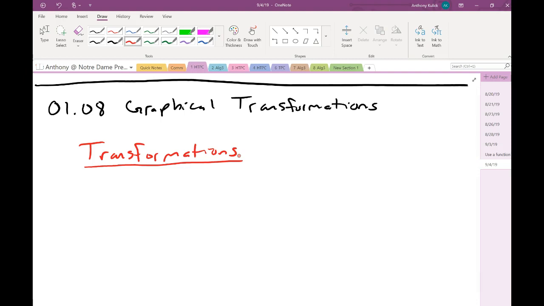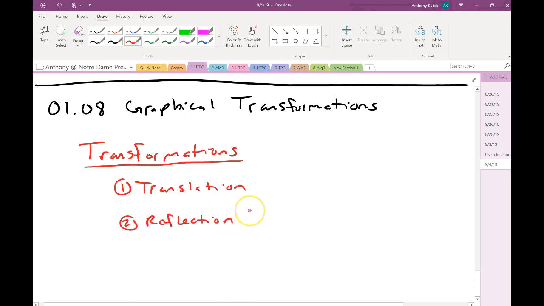There were 4 types of transformations you talked about in geometry. So translation, which is the up, down, left, and right. And when we say reflection, really we're talking about across the x or y axis. And the third kind is dilation. That's like a stretching or shrinking. Rotation was the 4th. We're not going to worry about rotation in this course.